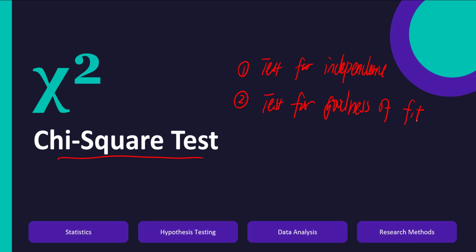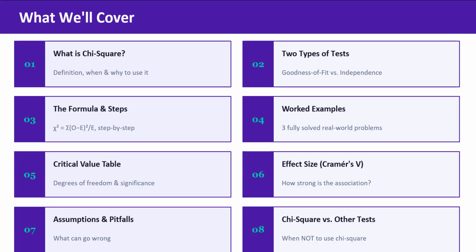This is a very typical statistical method. It's mainly about hypothesis testing, so we perform a hypothesis test. It's widely used in data analysis and data science, and it's one of the popular research methods. The name is the chi-square test. Let's take a look at what we're going to cover in this video.